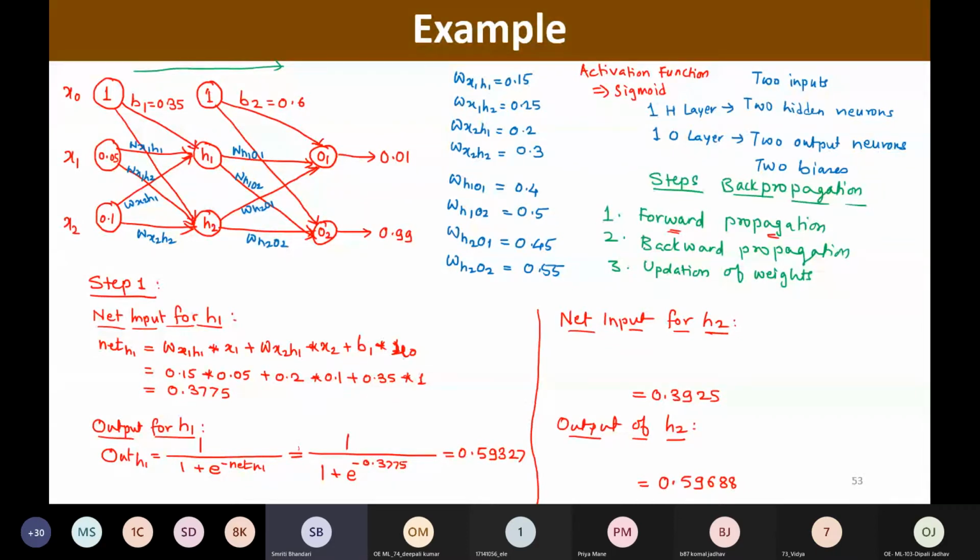Okay. Now, what we are going to do next is repeat this process for our output layer neurons. In our output layer, we are having two neurons. So this similar procedure we are going to follow for the input for O1 and the output of O1. Similarly, the input for O2 and the output of O2.